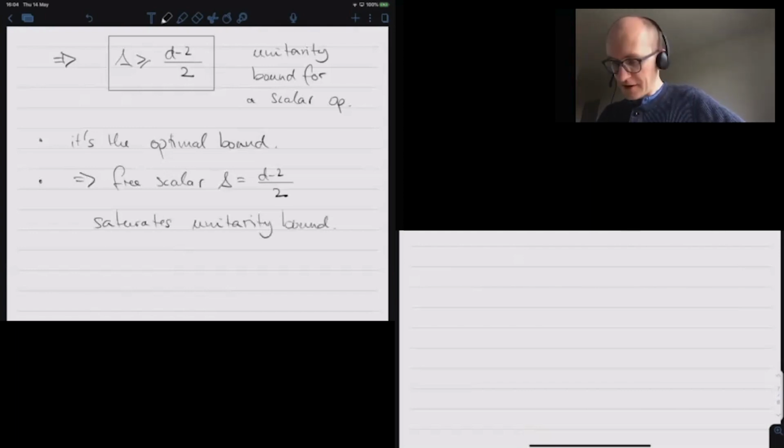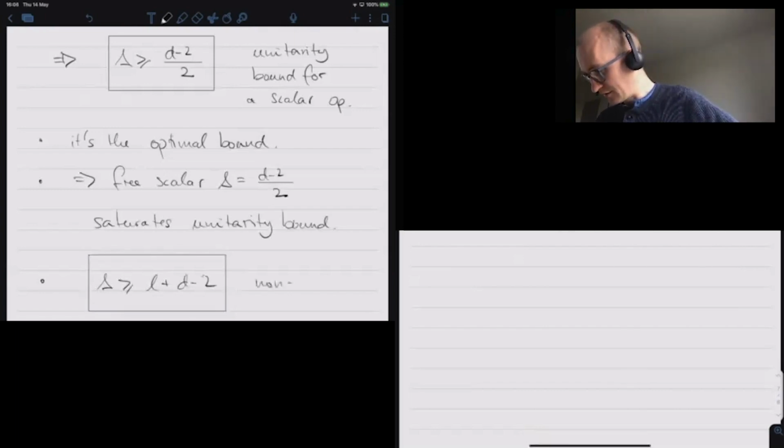And then the last comment is that we've said this is for a scalar, and actually you can, with a bit more work, show that delta is greater than or equal to L plus d minus 2 for a non-scalar operator. So this is the non-scalar unitarity bound.